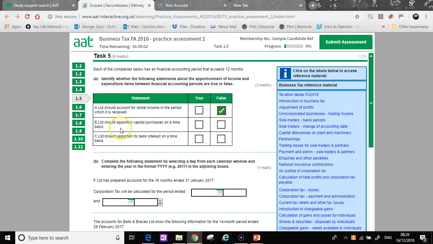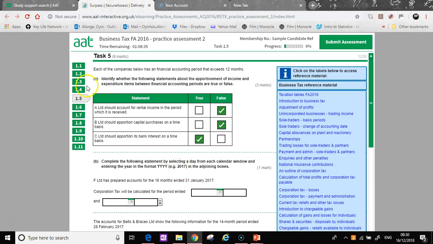And then B Limited should apportion capital purchase on a time basis. No, when you buy the thing, you just record the full cost. So that's a ridiculous point. Now, this was the question we were discussing the other day in class, and it says C Limited should apportion its bank interest on a time basis, and the answer is true. And I've actually used this question to confirm this knowledge, so we'll see why in a second.